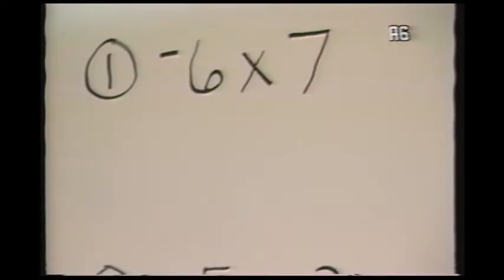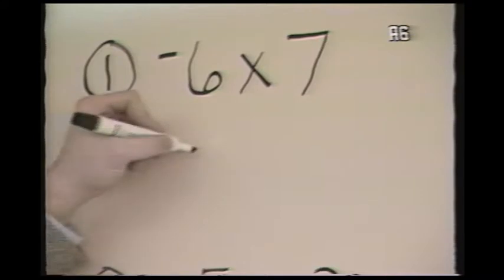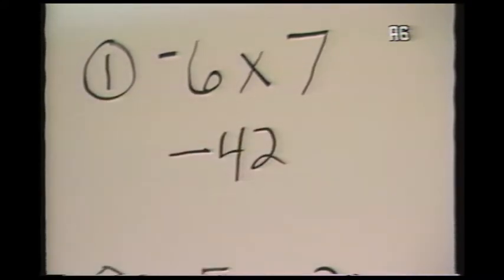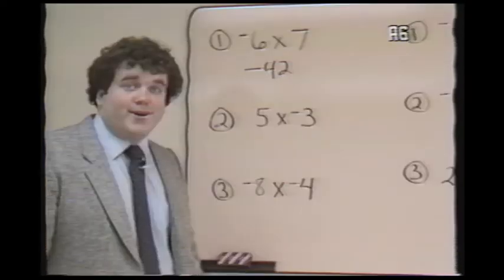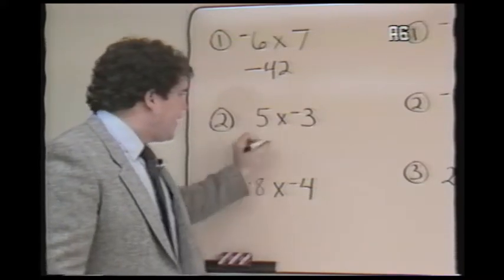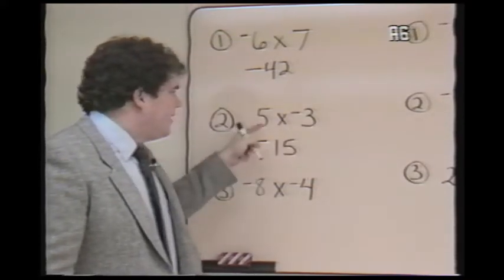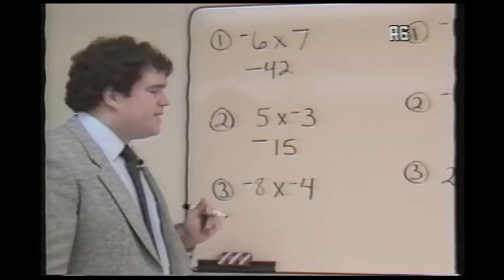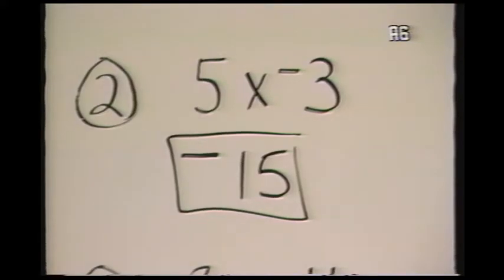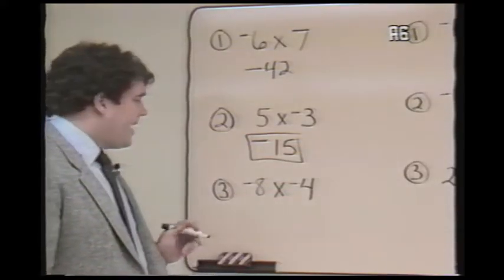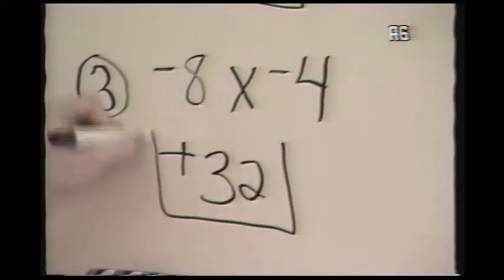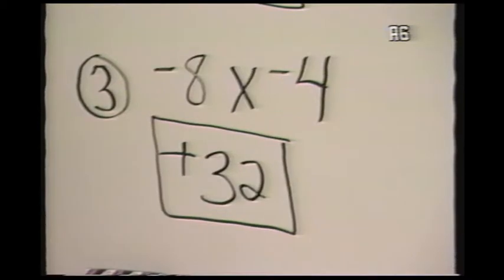So this is going to be pretty easy. Negative 6 times 7. The signs are different. Negative sign. 6 times 7, 42. Negative 42 is the answer. Pretty easy, huh? 5 times negative 3, the answer, negative 15. We know that 5 times 3 is 15, and since the signs are different, your answer is negative. Negative 8 times negative 4 is positive 32. The signs were the same, so my answer was positive.